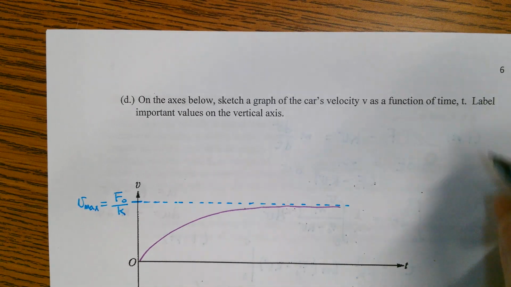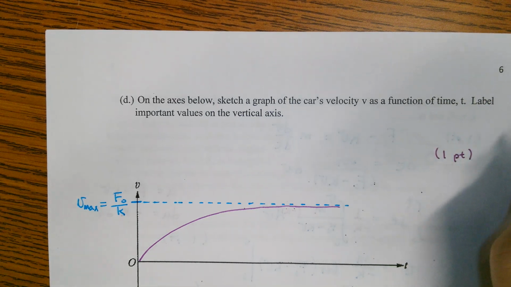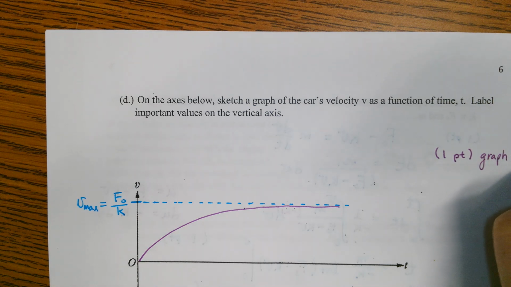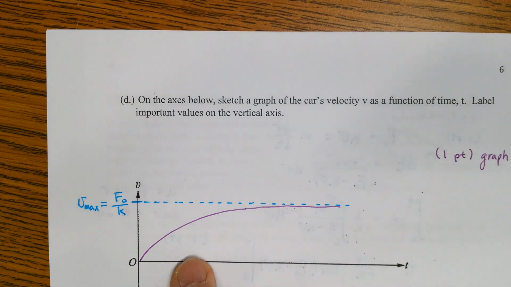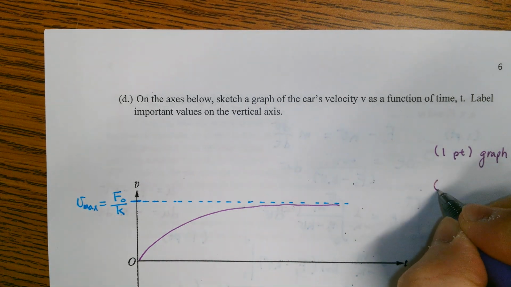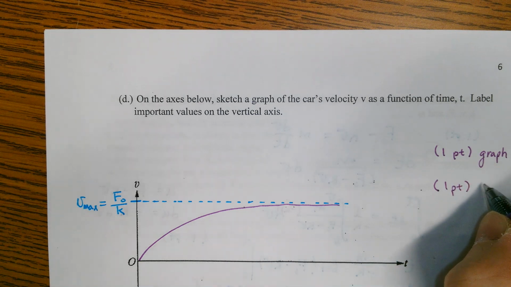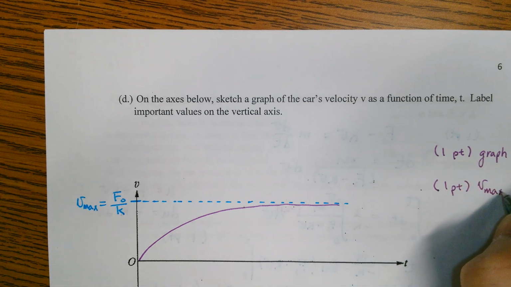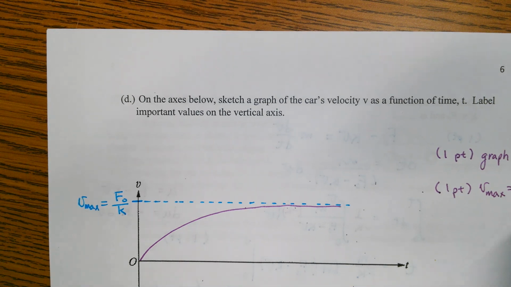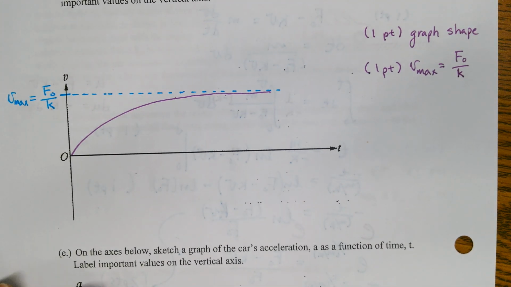So for this one, you'll get 1 point for the graph shape. Just for the shape of the graph being correct, they'll probably give you 1 point. And the other point will be for recognizing your Vmax is equal to F naught over k.